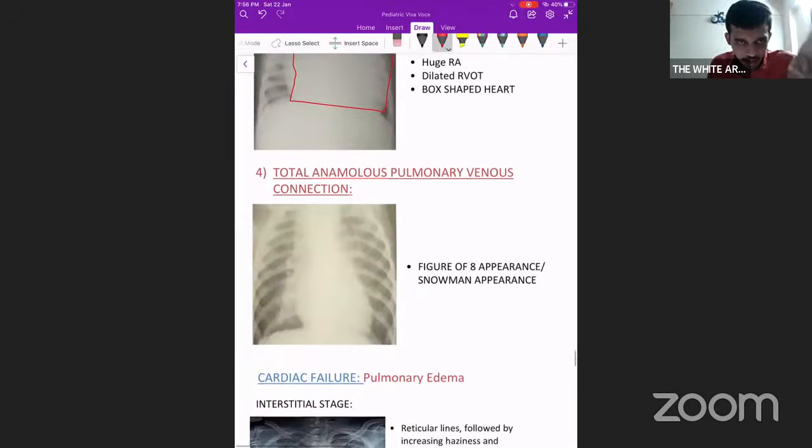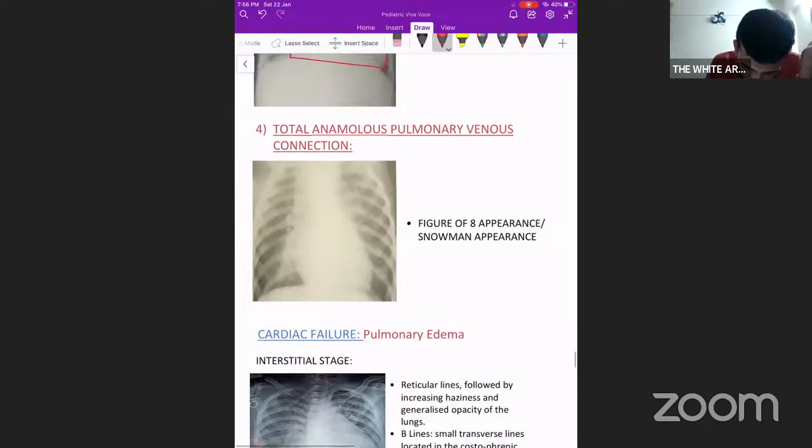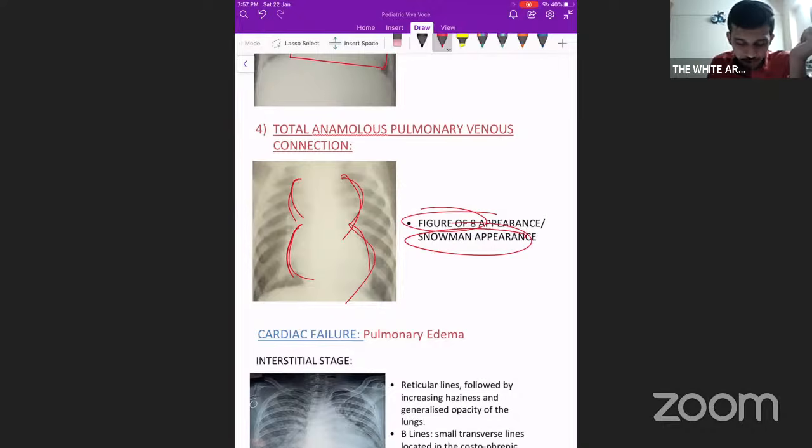And finally, TAPVC. In TAPVC, what happens is there is enlargement of the right atrium and there is enlargement of the superior vena cava as well because of the increased blood flow. So the superior vena cava enlargement along with the right atrial enlargement will come out as the figure of 8 appearance or the snowman appearance. Okay, superior vena cava and the right atrial enlargement.